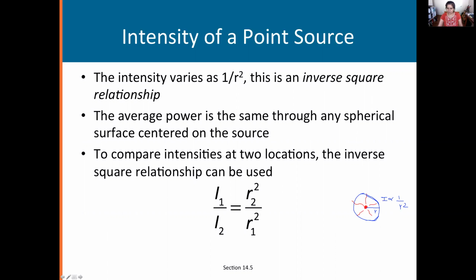Or if you have 2 different intensities, one at I1, you take another circle, maybe further out, and you call that I2. Then I1 is going to be inversely proportional to R1 squared, and I2 inversely proportional to R2 squared. If you divide one by the other, you are going to get this expression.